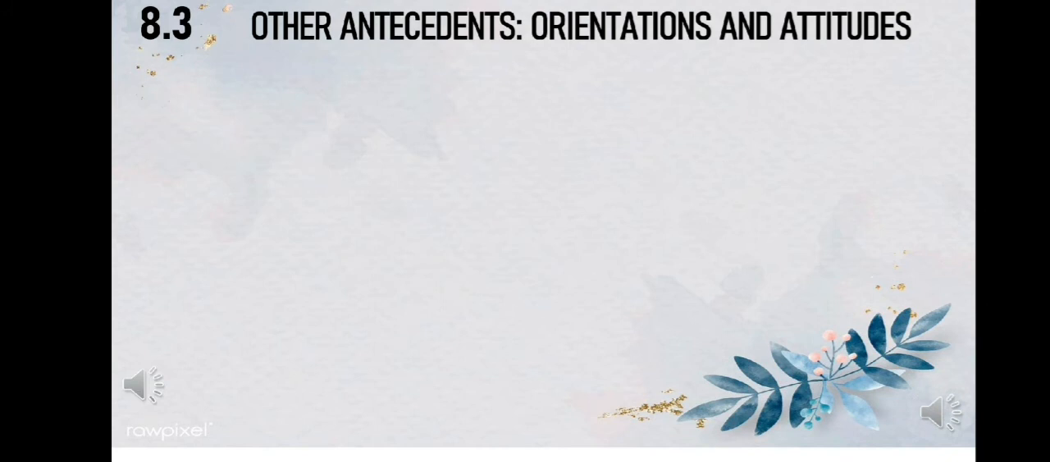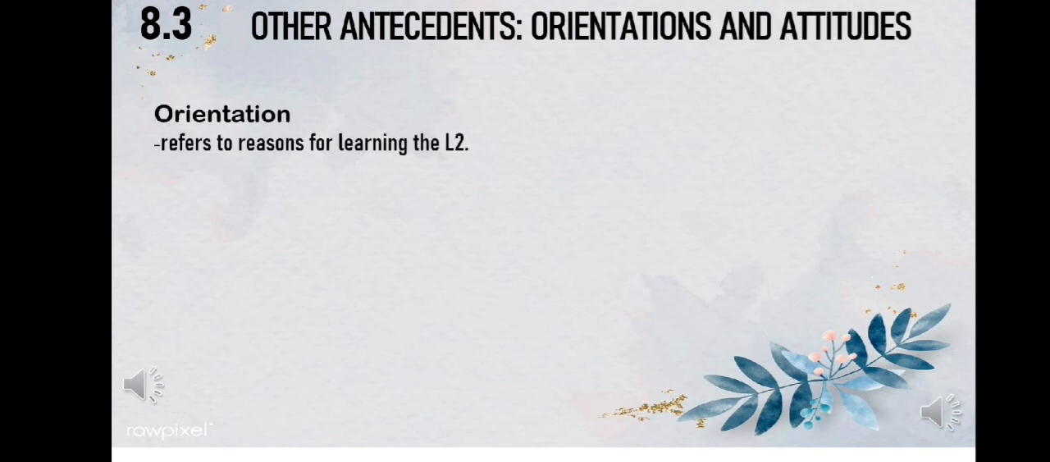Next is the other antecedents. These other antecedents are the orientations and attitudes. Let us first talk about the orientation. When we say orientation, it refers to the reasons for learning the second language. And there are 5 orientations for learning a language that second language learners most commonly report across contexts.